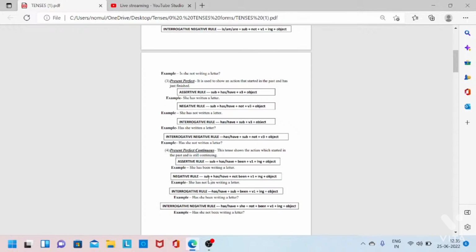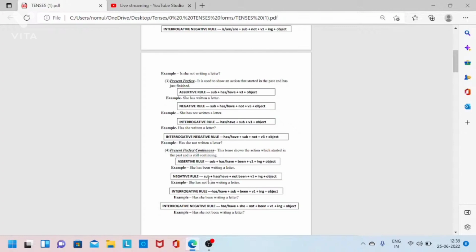Has she not written a letter? And for the present perfect continuous tense, the action started in the past and it's still continuing, okay. For the present perfect continuous tense, the action happened or started in the past and it is still continuing, so that it is a present perfect continuous.